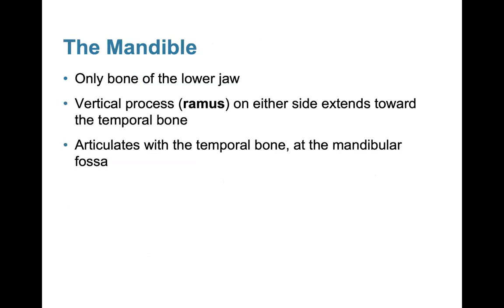The mandible is the only bone of the lower jaw. The vertical process, or ramus, on either side extends toward the temporal bone and articulates with the temporal bone at the mandibular fossa.